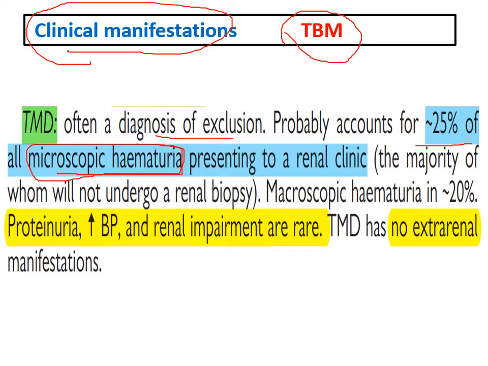Again, a main differentiating point from Alport: in thin basement membrane disease, there is no proteinuria, no hypertension, no renal impairment, no extrarenal manifestations. Very important points.